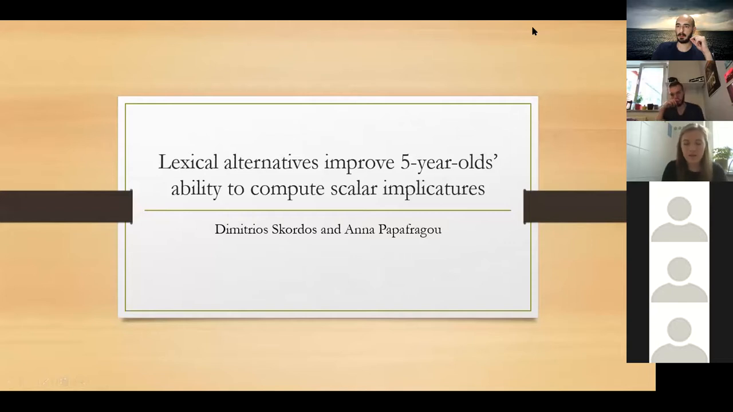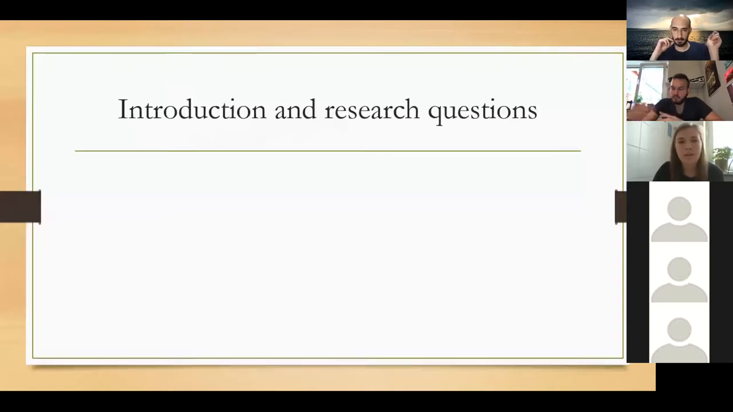Okay. So today I'm going to tell you something about this paper called Lexical Alternatives Improve 5-year-olds' Ability to Compute Scalar Implicatures. It was written by Skordos and Papafragou in the year 2012. I'm going to start with a short introduction and introduce the main topic and the research questions.